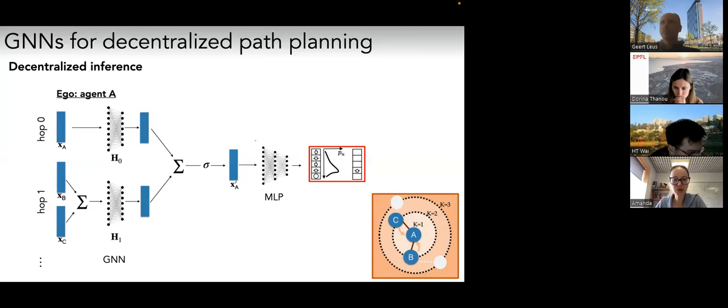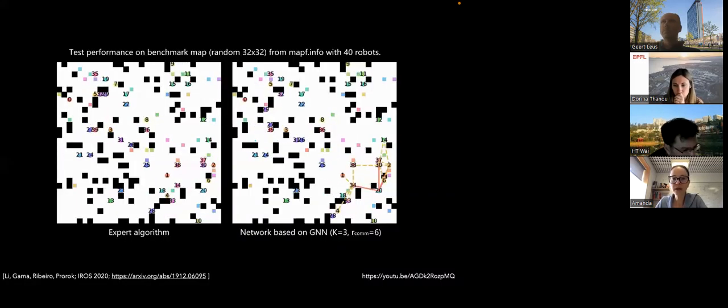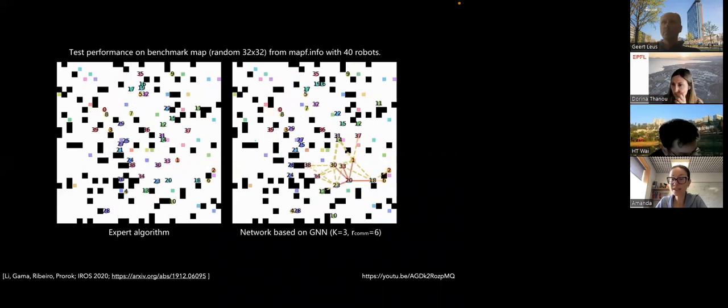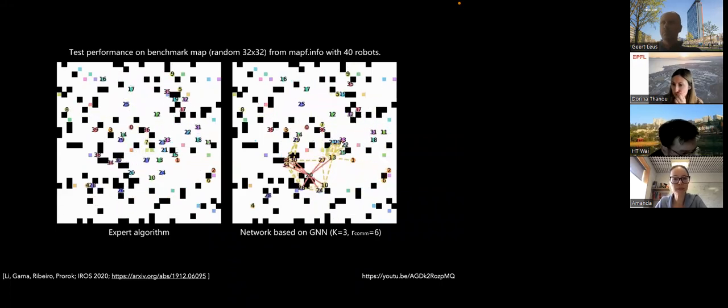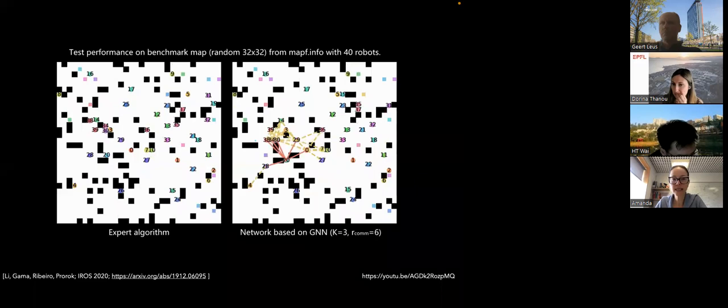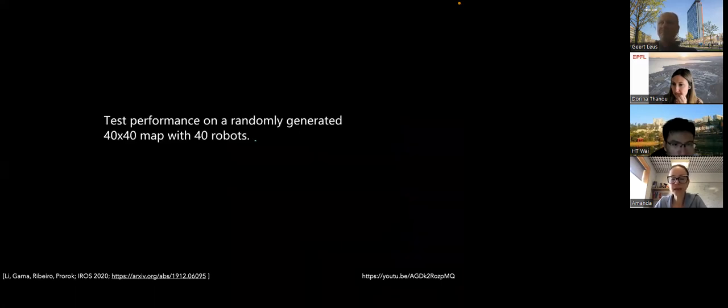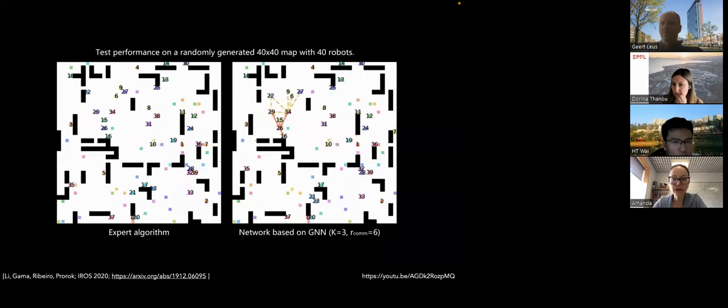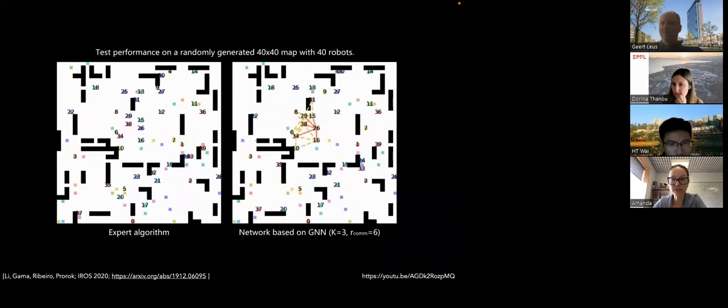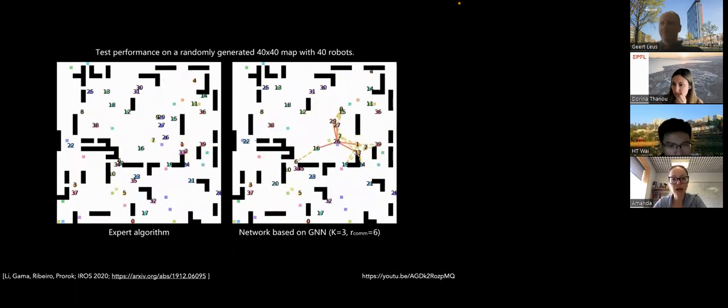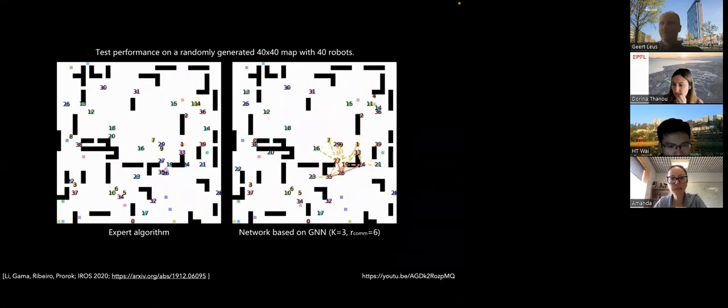Next up, I'm going to show you some movies that demonstrate the performance of this decentralized planning algorithm compared with counterpart optimal centralized planning algorithms. On the left-hand side, you can see an example of such an optimal algorithm. This is an instance of CBS, that's the name of this expert algorithm. I know that a lot is going on here in this movie, but qualitatively, what you see happening is that on the right-hand side, that's our solution.